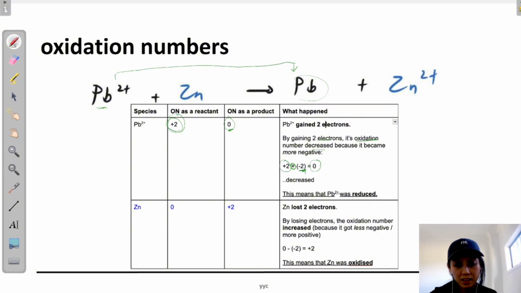This means that lead 2+ has undergone reduction. So it was reduced. It's gone from 2+ to 0, which means it gains 2 electrons. Because it's gaining electrons, it's undergoing reduction.